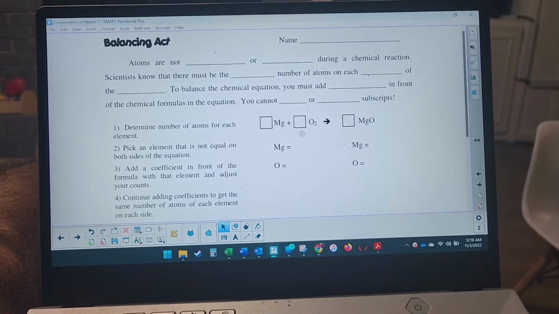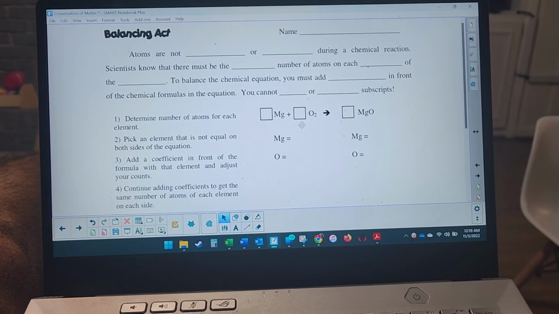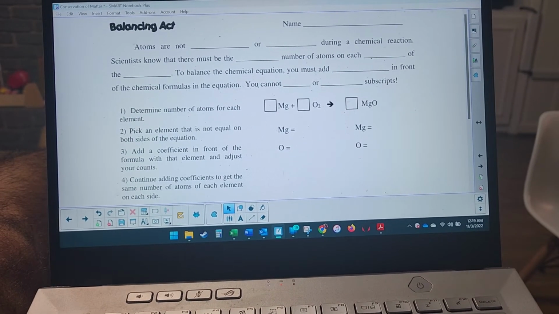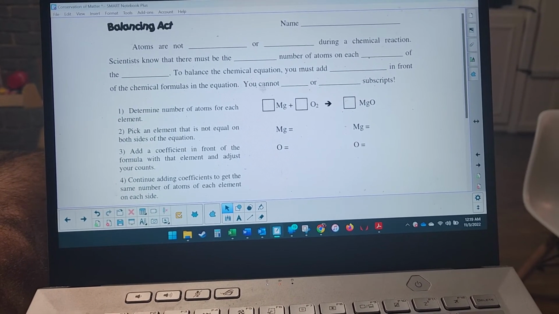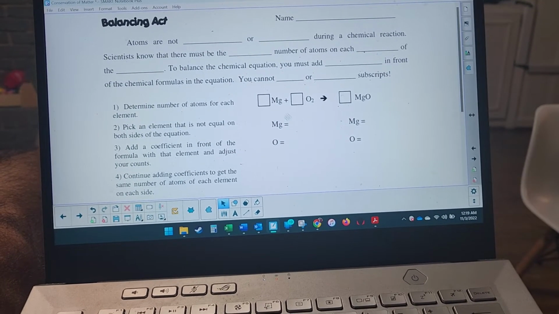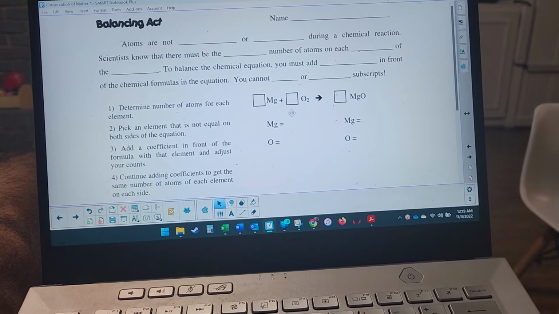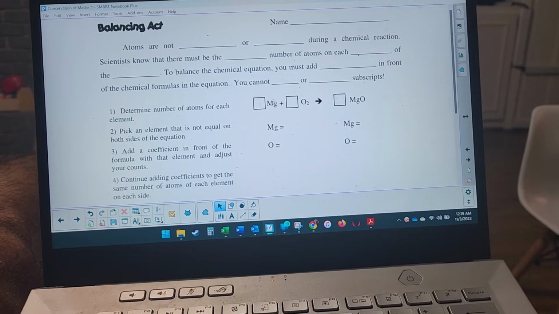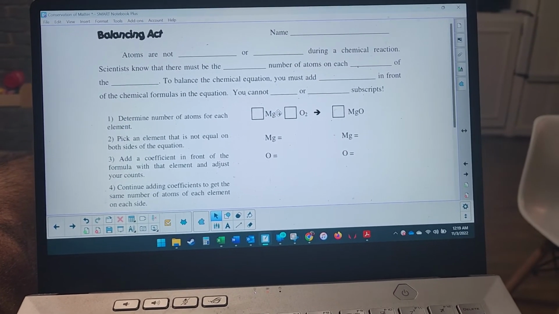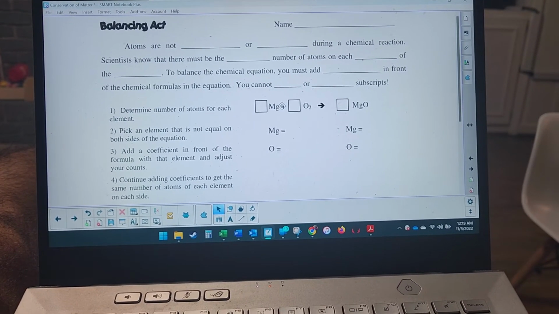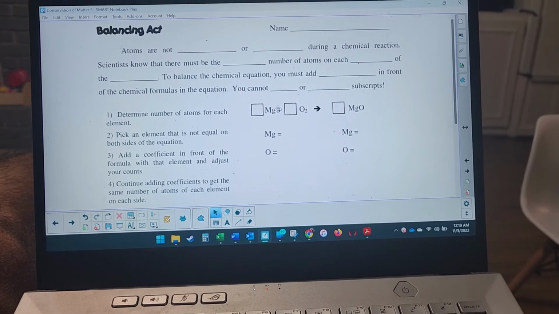So I'm going to suggest you pause it here and try these on your own. You'll notice there is no key, so just do the best you can, and then try to balance the equation yourself. Take stock of how many magnesiums and oxygens are on both sides, and then change the coefficients to balance it. So pause it here, and I'll go through the answers in a couple seconds. All right.